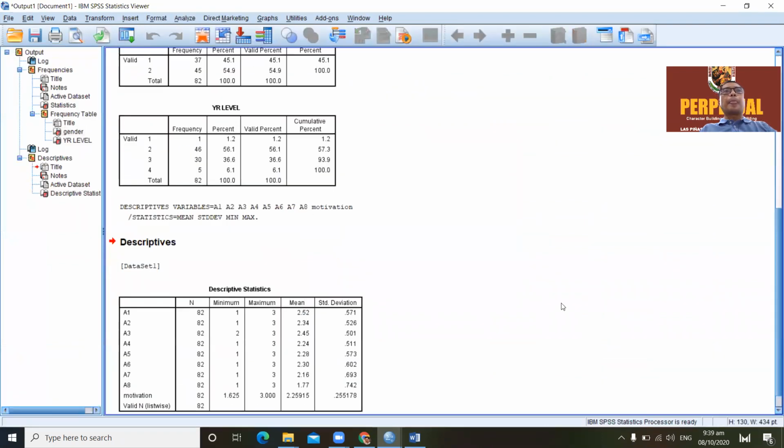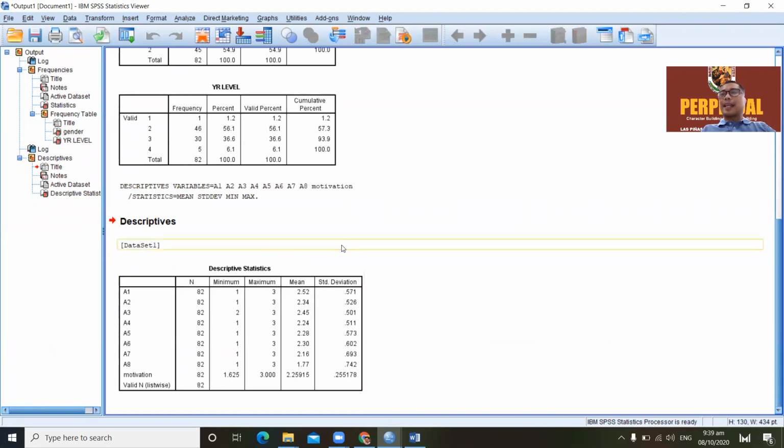You click OK, and what would come out would be this kind of data. It would just simply say that for the first question on motivation, the mean is 2.52. For the second statement, the mean is 2.34 and so on. The general mean really is 2.26. So those are the answers for your question on the level of motivation of the respondents.